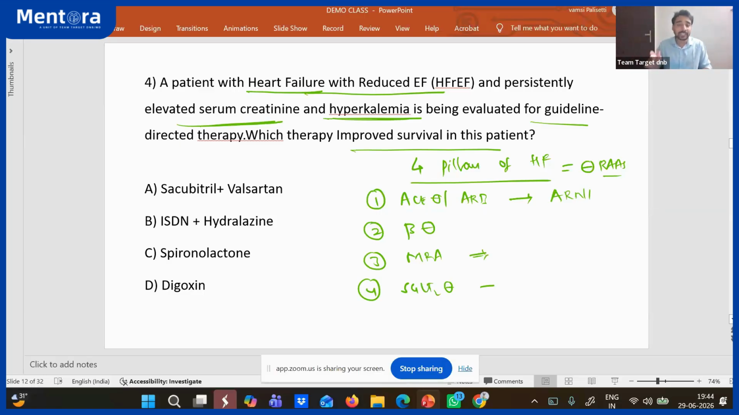But the thing is, the exam is tricky. What it is asking is that the patient has elevated serum creatinine and hyperkalemia, so which drug can be given to improve survival in this patient. Okay, so let us see the patient with sacubitril valsartan.